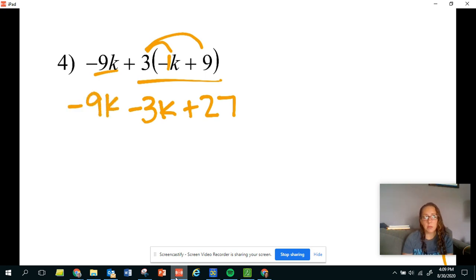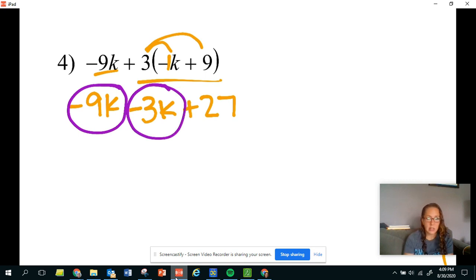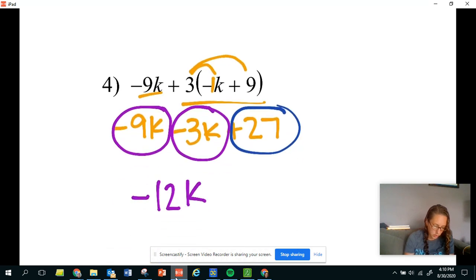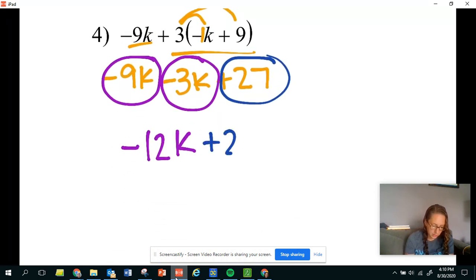So if you ever distribute and then you have like terms, you need to combine them. So for example, I have a -9k and a -3k. I need to add those together to get -12k. Then I've got this constant, or number without a variable, all by itself, and I just need to bring him down, and then you're done. Everything is fully simplified, because essentially what we're doing is using the distributive property to simplify expressions. Okay.